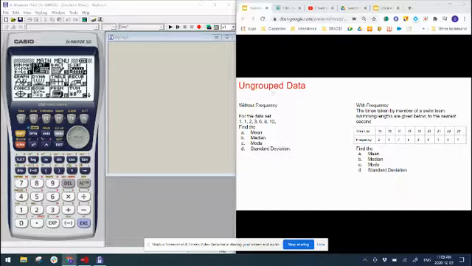So ungrouped data just means we're not dealing with intervals. So they're just giving us specific points, specific data sets. So it's very easy to work with.